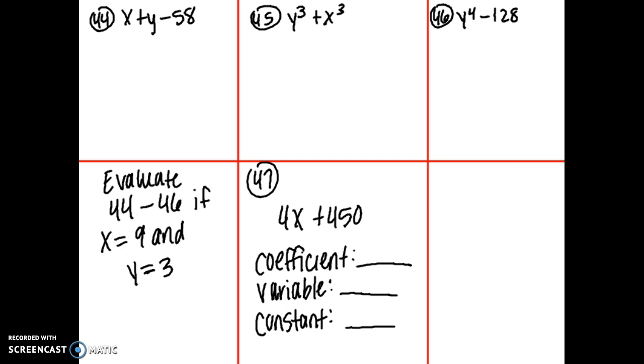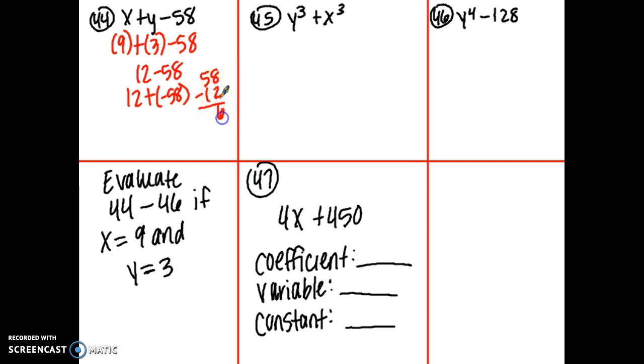All right, for 44 through 46, evaluate if x equals 9 and y equals 3. So we're going to plug in 9 for x and 3 for y everywhere we see that in these equations. So this is 9 plus 3 minus 58. 9 plus 3 is 12. 12 minus 58, I have to do additive inverse. I have different signs, so I'm going to subtract. 8 minus 2 is 6. 5 minus 1 is 4. My bigger number is negative, so my answer is negative 46.